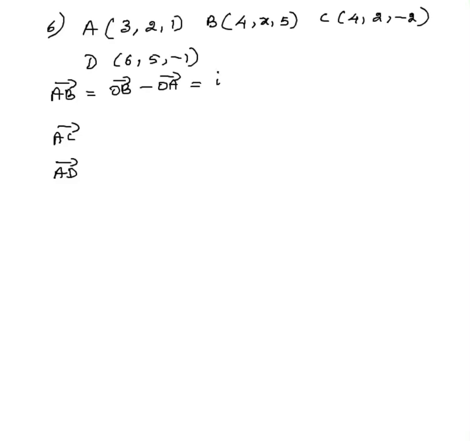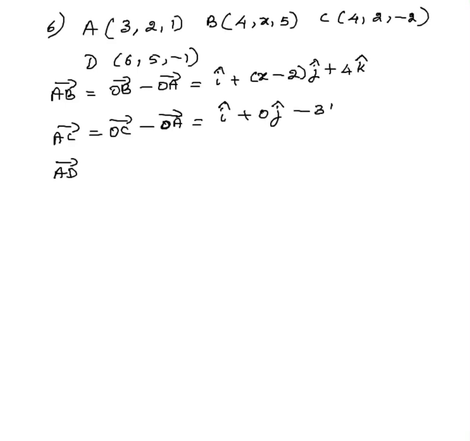4 minus 3, 1i plus x minus 2j plus 5 minus 1, 4k. This is vector OC minus vector OA, which is 4 minus 3, 1i, 2 minus 2, 0j, minus 2 minus 1 is minus 3k. Then vector AD is OD minus OA, 6 minus 3, 3i, 5 minus 2, 3j, and minus 1 minus 1 is minus 2k.